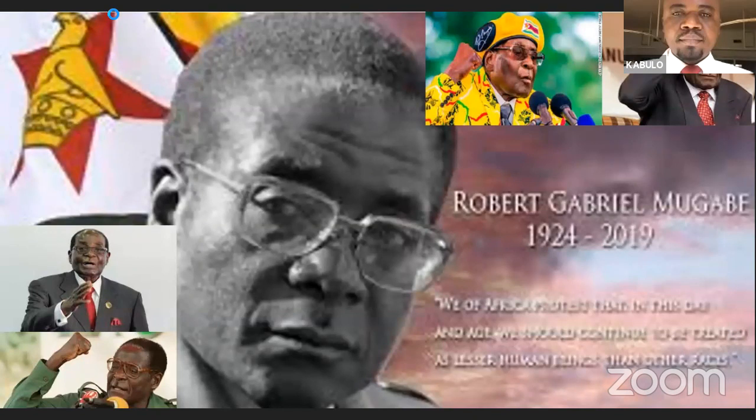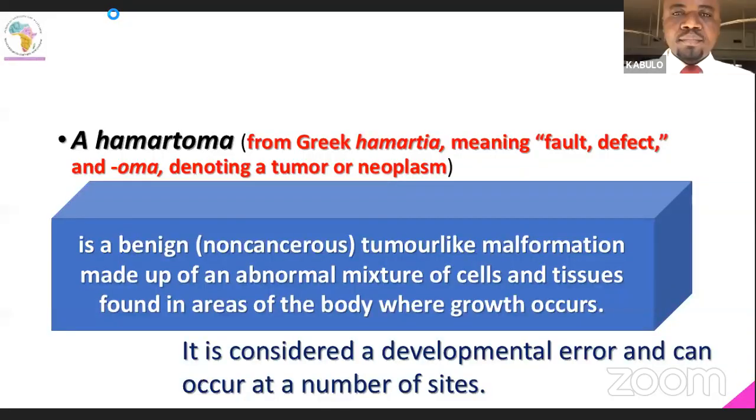First, we lost one of the great presidents in Africa, Comrade Robert Mugabe. So we are crying, we are mourning Mugabe these days. Many presidents from Africa are here. May he rest in peace. Okay, then we go back to our hematoma.